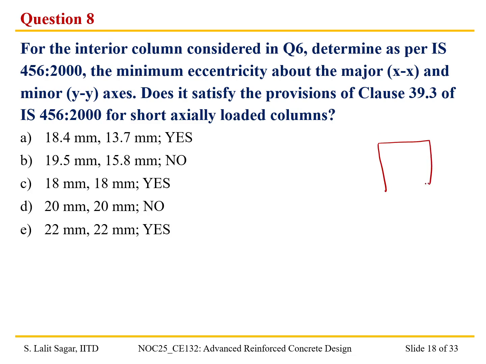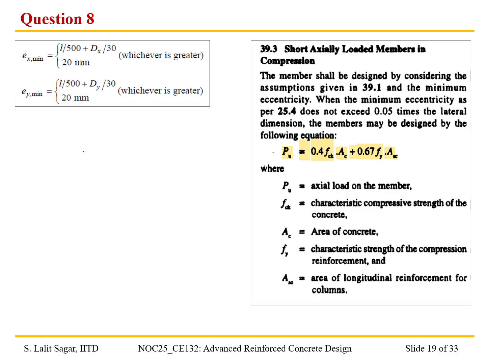This is the fundamental, we need to identify the local axis, so that we can determine its behavior. X, Y, and the dimensions are, the depth is 400 and the width is 300 millimeter. Now the minimum eccentricity, right? Minimum eccentricity is given by L by 500 plus D by 30.